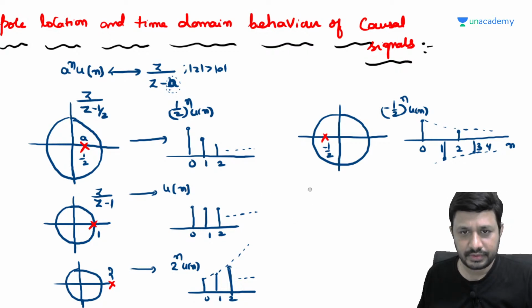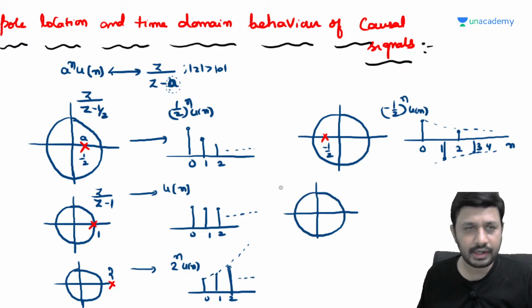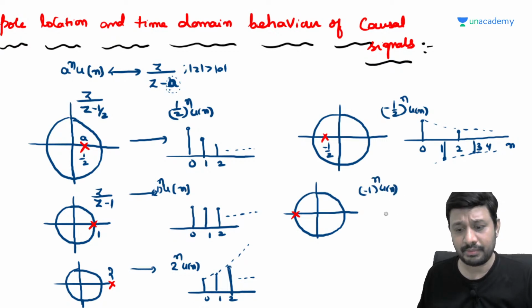Next case. The pole zero plot I am giving now is a previous GATE question. They gave this one. What is the time domain signal shape? Here the pole is at -1. If the pole is at 1, u of n can be written as 1 power n into u of n. Pole at -1 means -1 whole power n into u of n. So its time domain equivalent will be like this. The same shape as u of n, but with alternate plus and minus.